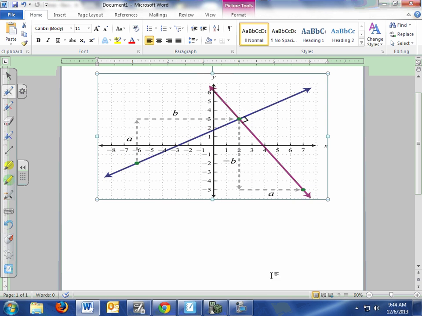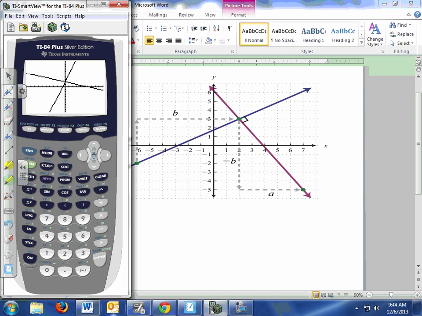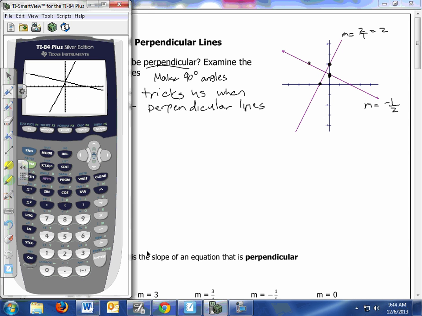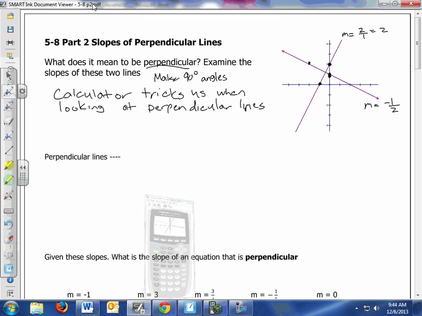So this is why, when we're trying to figure out whether lines are perpendicular, we're not going to use our calculator. Instead, we're going to understand the relationship between the slopes of perpendicular lines. Here's the relationship. Perpendicular lines have opposite reciprocal slopes.